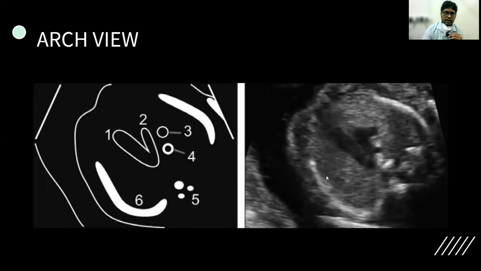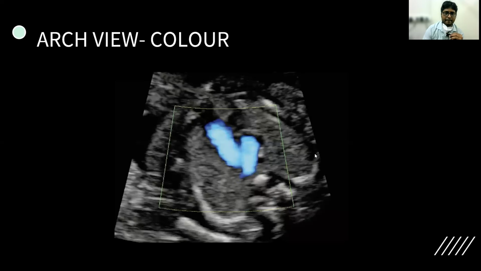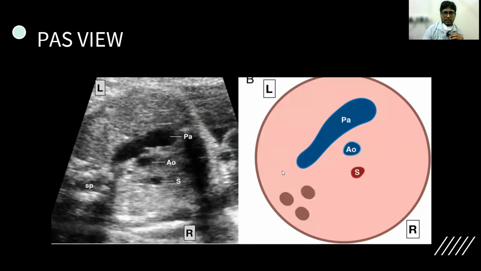Just move a little bit cranial. You will see the arch view as a V-shaped structure. And if we do a color Doppler, you can see that the direction of blood flow in both arteries will be in the same direction. The last view will be the PAS view or the three-vessel view: the PA being the pulmonary artery, the A being the aorta, and the S being the SVC. Now, this all completes the fetal echo part of it.